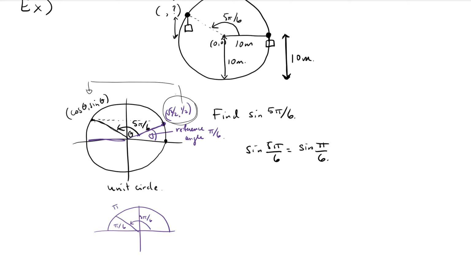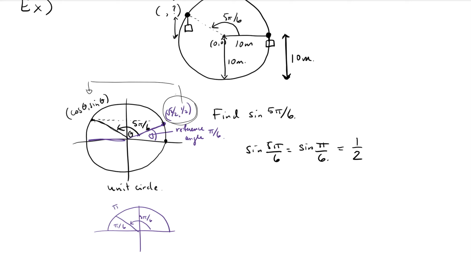So in other words, in absolute value, the sine of your angle is always going to be the sine of your reference angle. And then you have to decide whether it's a plus or a minus sign. Here it's a plus sign because the sine values are the same in the first and in the second quadrant. Now sine of pi over 6 is 1/2. So that's the sine of 5 pi over 6.